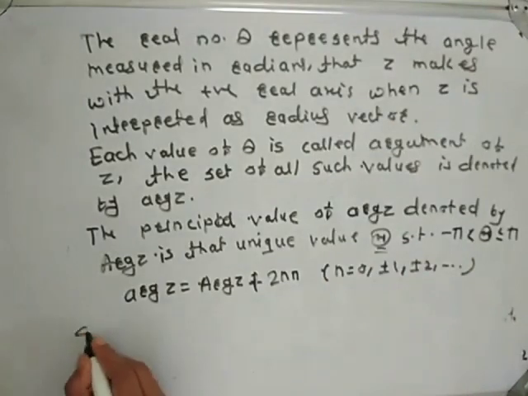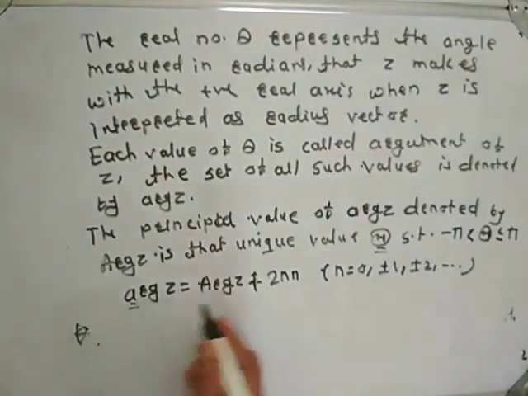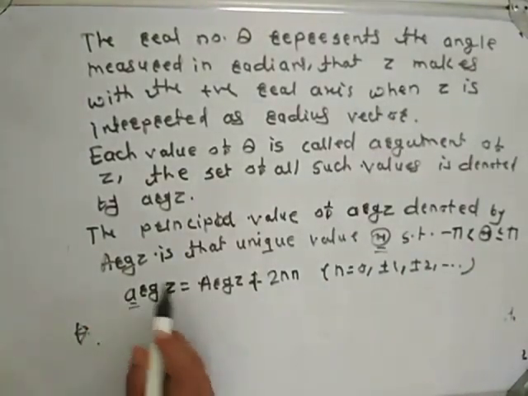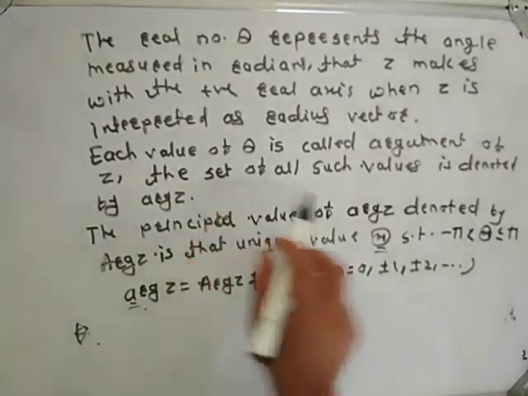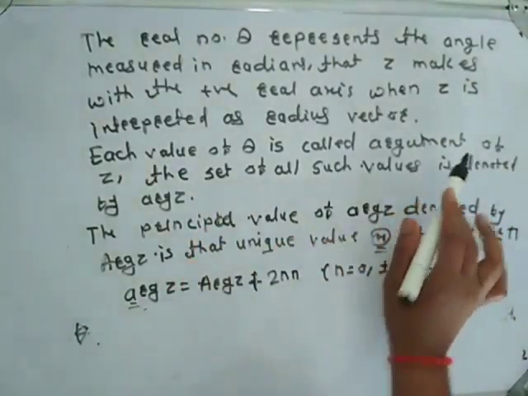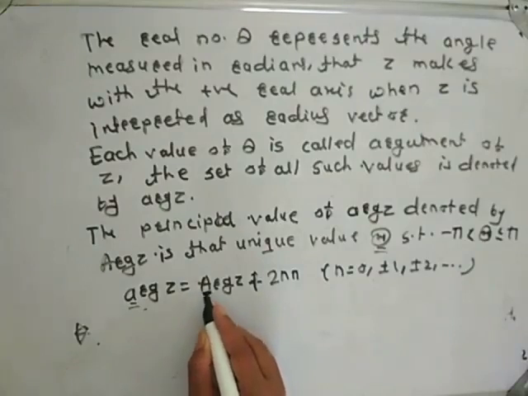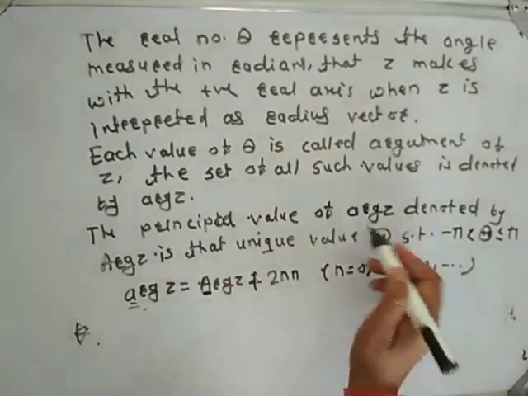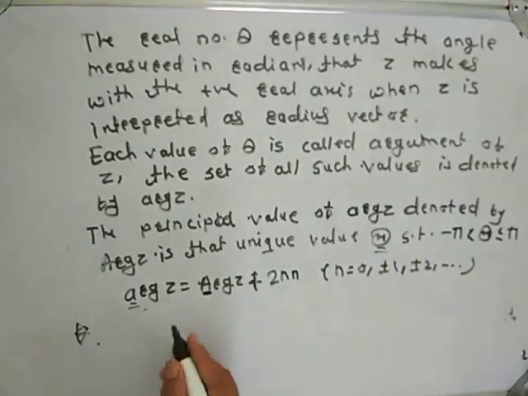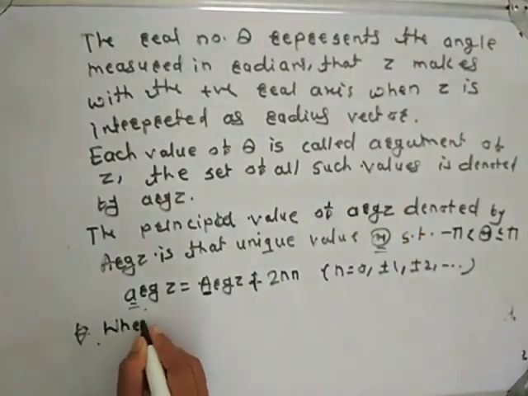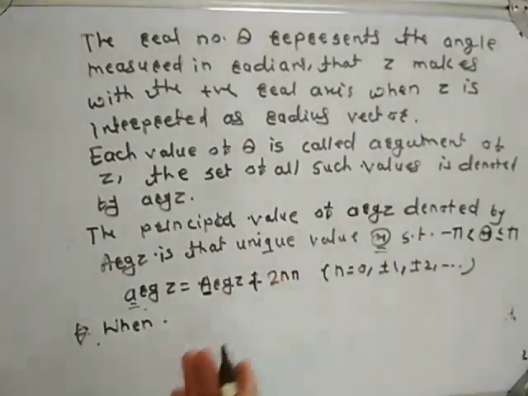Here this is small a, the argument of z, meaning the set of all arguments of z, and this here is capital A, the principal value of argument of z. For better understanding, we will see more examples in next video.